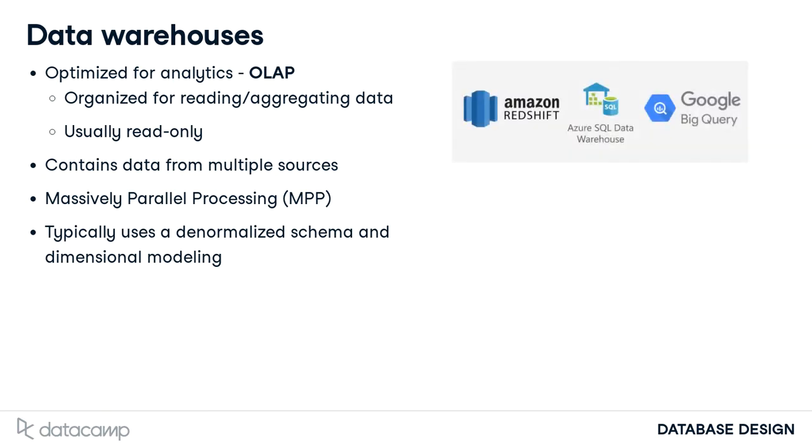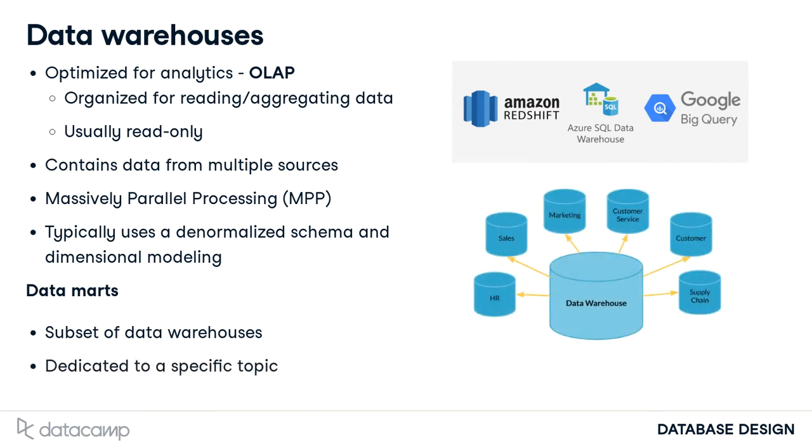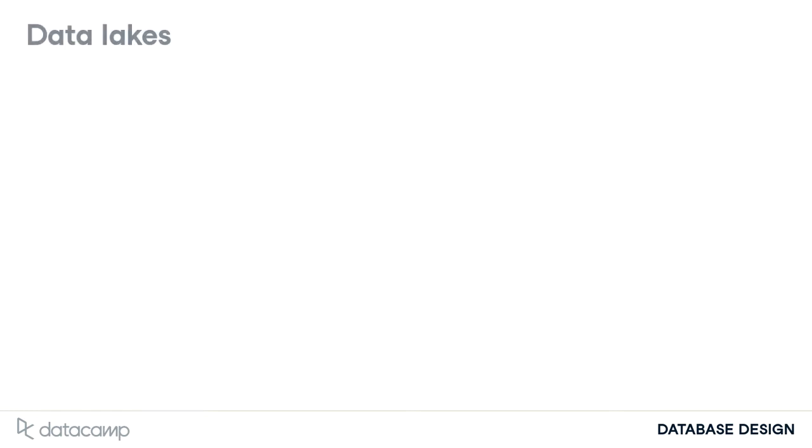Amazon, Google, and Microsoft all offer data warehouse solutions, known as Redshift, BigQuery, and Azure SQL Data Warehouse, respectively. A data mart is a subset of a data warehouse dedicated to a specific topic. Data marts allow departments to have easier access to the data that matters to them.